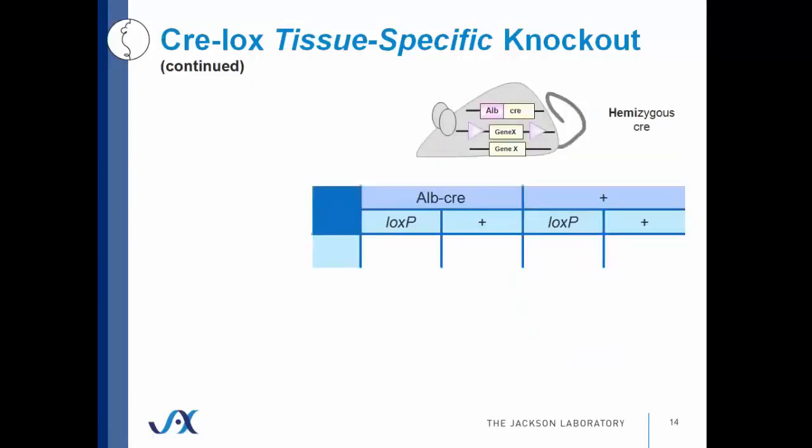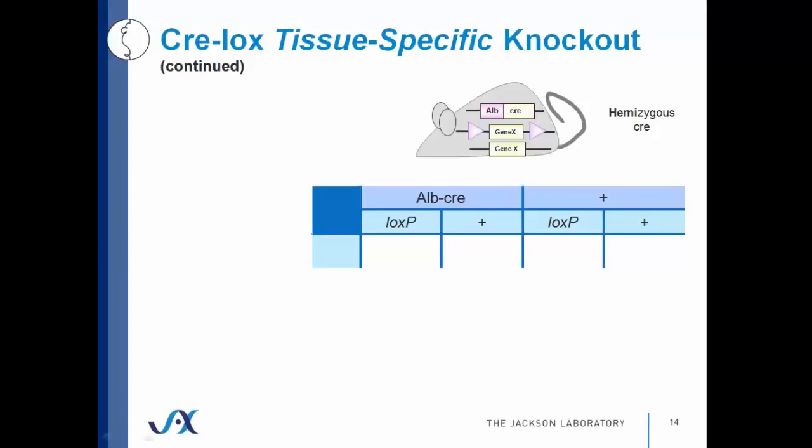So at the Jackson Laboratory, we do get a lot of questions on how to set up the breeding and calculating the percentage of the tissue-specific knockout mice generated. So I just want to go through how that works. And really the easiest way to do that is to use the old tried and true method of a Punnett square like this one to calculate the percentage of the tissue-specific knockout generated.